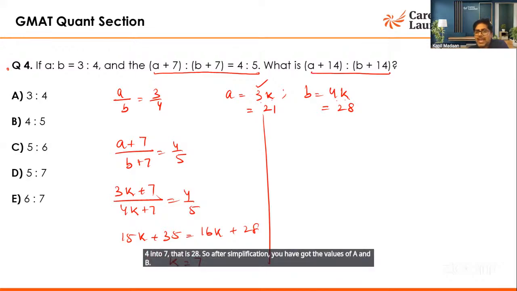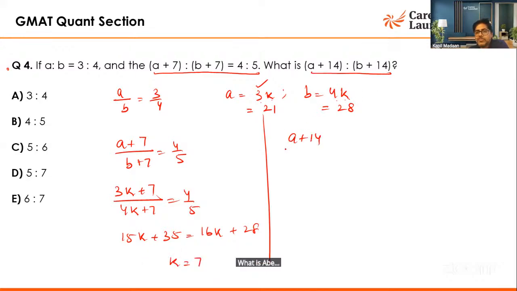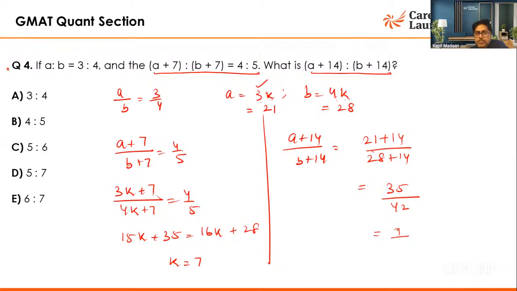What is A plus 14 divided by B plus 14? We already calculated the value of A. What is A? That is 21. B is 28. Five over 6, option C is the correct one.